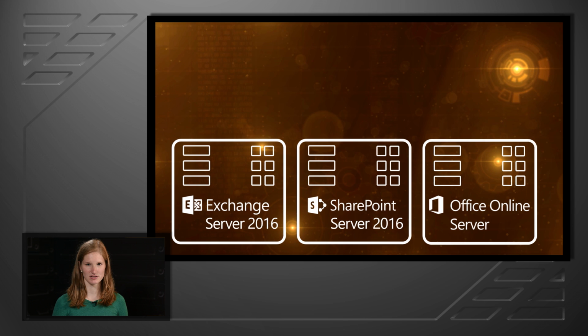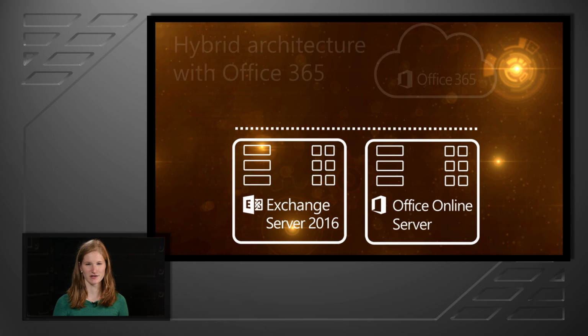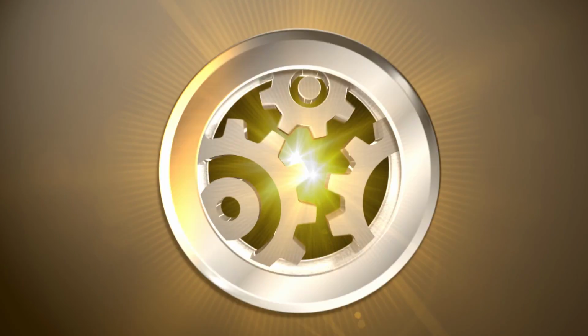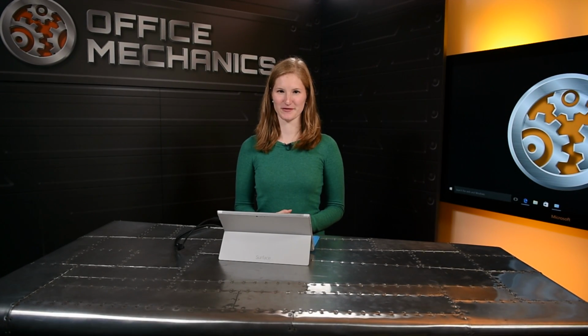The second option is to store documents in Office 365. In this scenario, Exchange Server 2016 and Office Online Server are installed on-premises and they integrate with Office 365. These are just a few highlights of how Exchange Server 2016 improves collaboration. You can start evaluating and deploying Exchange Server 2016 today.